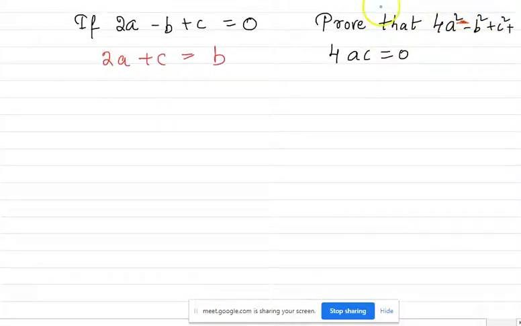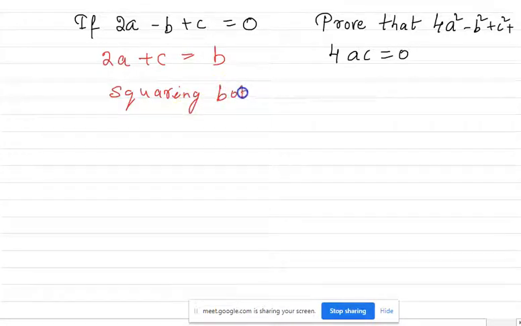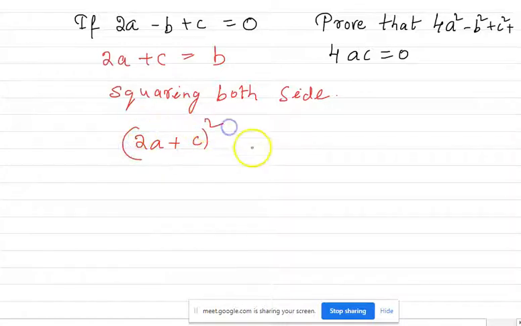If it is cube, then we would do cubing both sides, but here we will do squaring both sides. So squaring both sides, it will be 2a plus c whole square is equal to b square.